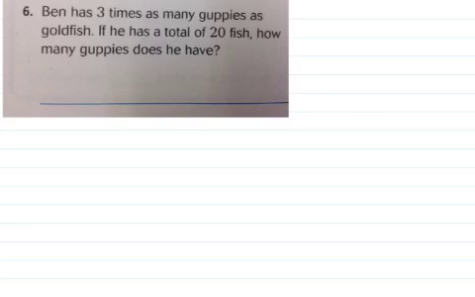Okay, this was number 6, and number 6 was tricky. Now remember, on your homework, I want to see you draw your model of what we're talking about. So let's read the problem through. Ben has 3 times as many guppies as goldfish. If there's a total of 20 fish, how many guppies does he have? All right, we have to stop and we have to draw our model. So let's go ahead and do that.